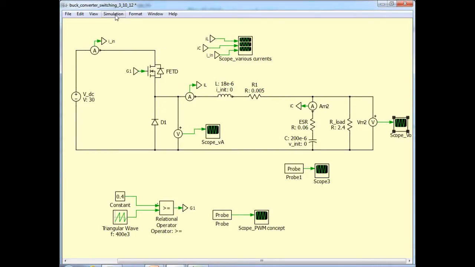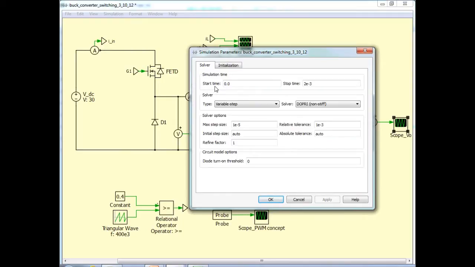Before we run the simulation, let me also show you some of the simulation settings, or the simulation parameters, under the simulation tab. So the simulation start time is 0, and the stop time I've set as 2 milliseconds. Our switching period is 2.5 microseconds, so we are running several hundreds of switching cycles in this time period. Now I would like to urge you to refer to the PLECS manual and read about the different types of solvers we have and the significance of each of these parameters, the maximum step size especially, relative tolerances, and so on.